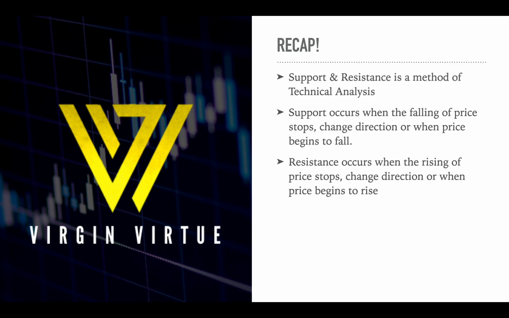Resistance occurs when the rising price stops and changes direction, or the price begins to fall. When the price keeps going up, there is a ceiling price right there, or a resistance line, which stops your price from rising further and pushes it down. During support, you can place your buy trade and you will make a profit. At resistance, you should place a sell trade, and you will make your profit.